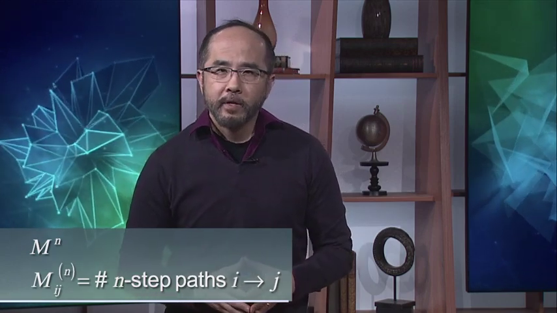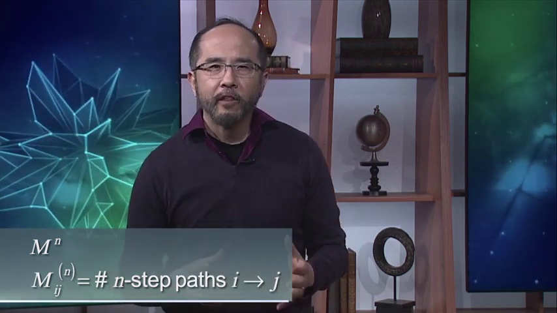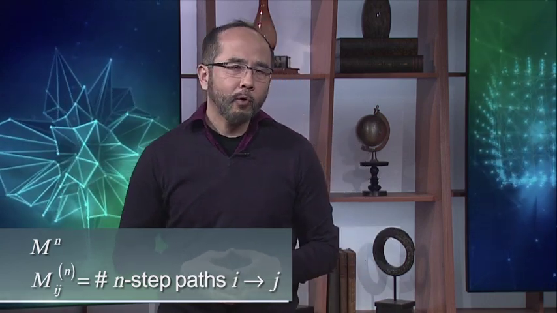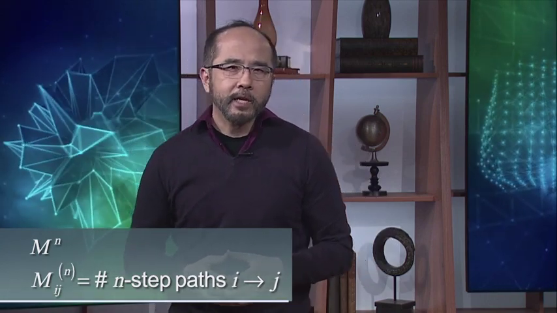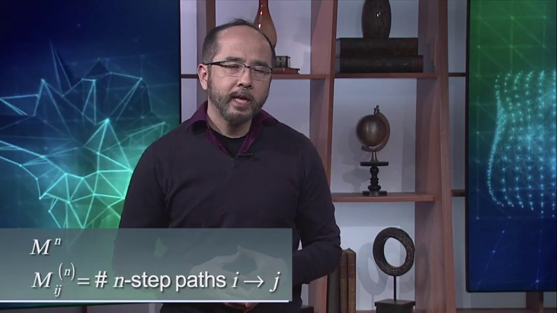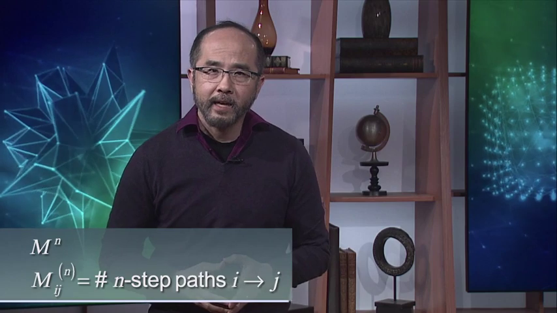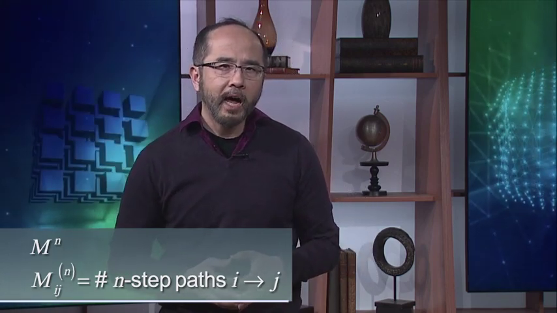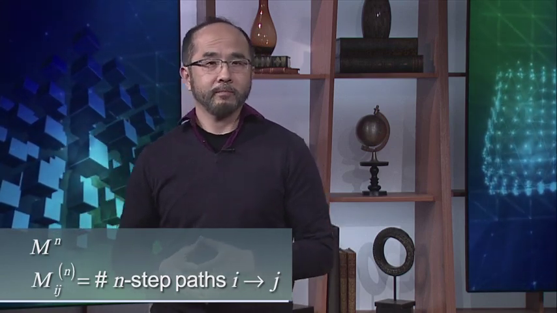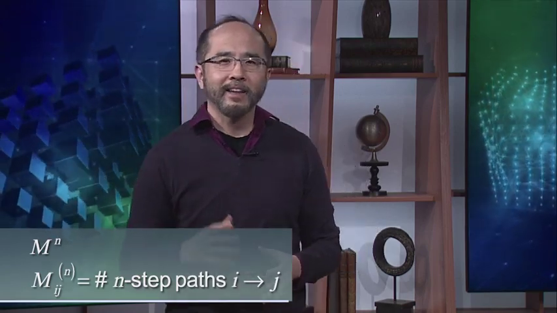One of the coolest things I remember learning when I took linear algebra was the following fact: if you raise the adjacency matrix M to the power n, then the entries of M to the nth power actually have an important interpretation. The ijth entry of M to the nth power, notated by M sub ij with superscript (n), will tell you the number of paths that go from i to j in exactly n steps. Really? That's amazing. Let's see why, and then do an example.